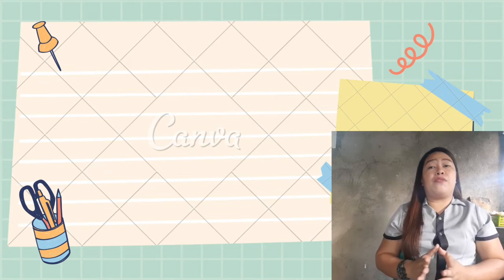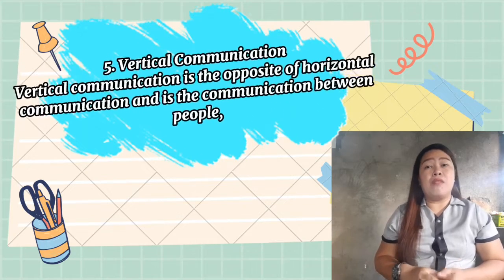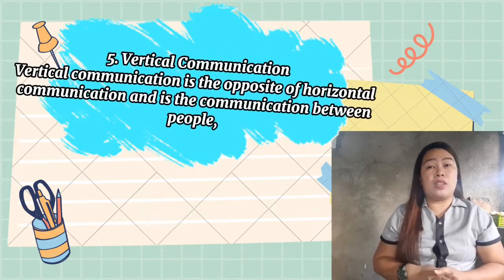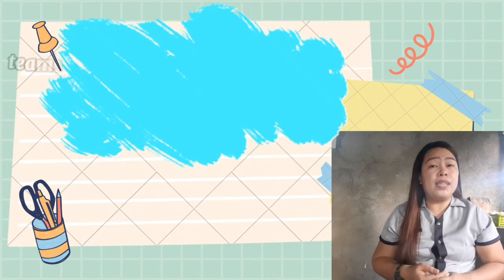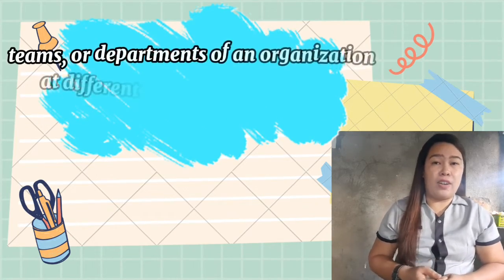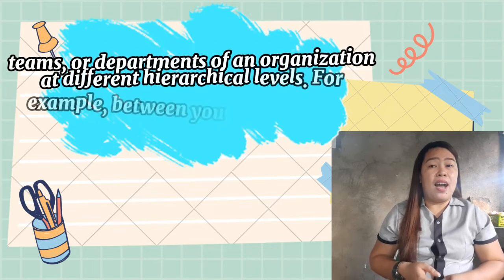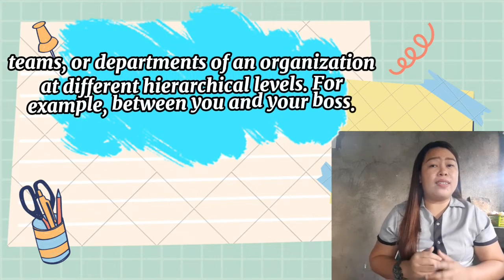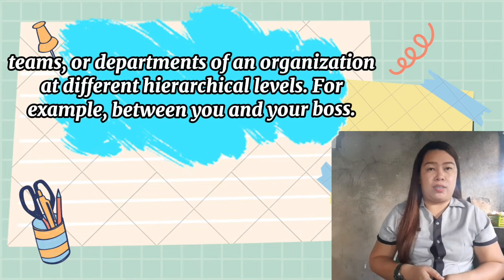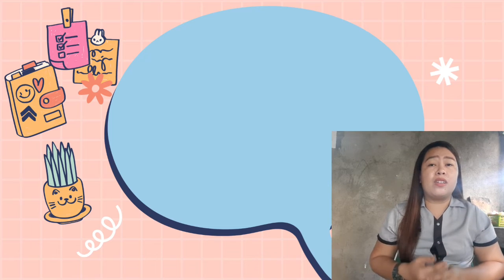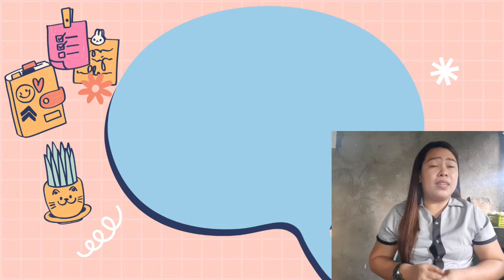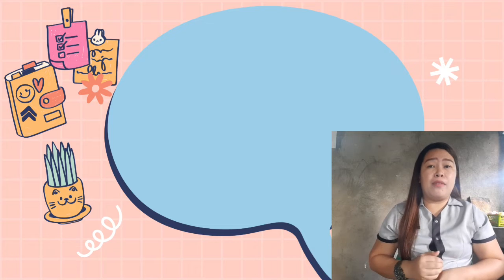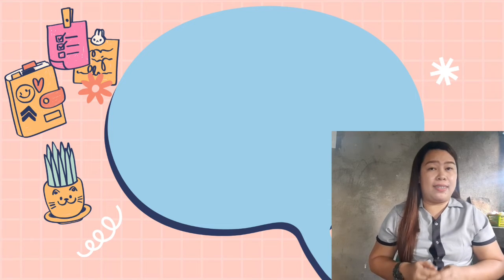The fifth is vertical communication. Vertical communication is the opposite of horizontal communication and is the communication between people, teams, or departments of an organization at different hierarchical levels, for example, between you and your boss. While the thought of this type of communication might give you an image of horrible bosses barking orders, vertical communication has to be open for a company to run or even exist.